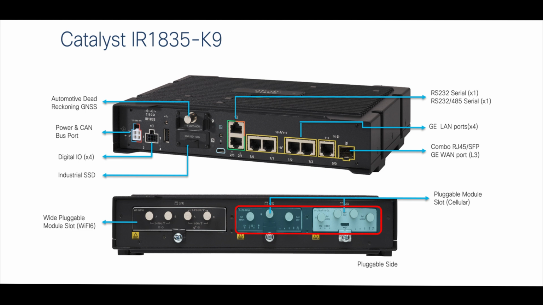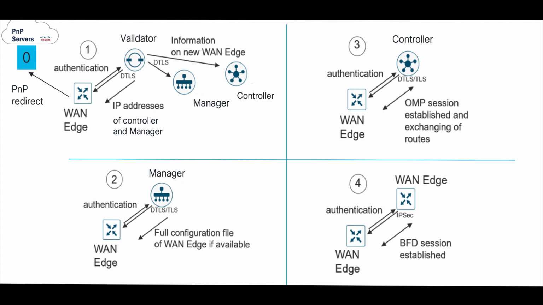And this is one of the routers in a line of series of the industrial routers. We also have the industrial routers IR 1101, IR 8340, and IR 8140 that can also be used. But for the purposes of this demo, we will be using the IR 1835. So as I mentioned before, there are two modes of operation. There is the standard SD-WAN mode and there is an SD routing mode.